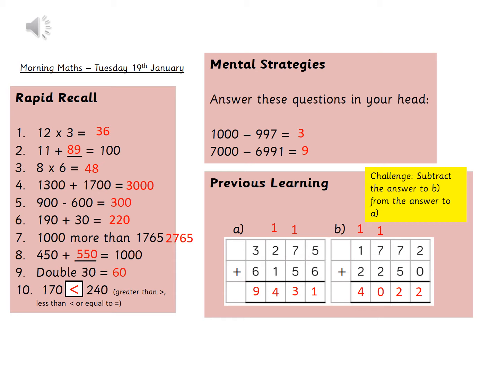Double 30 is 60. And 170 is less than 240. So your crocodile is about to gobble up 240. That is the less than symbol.